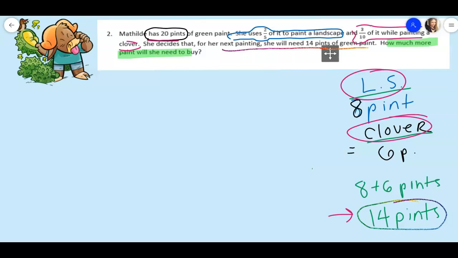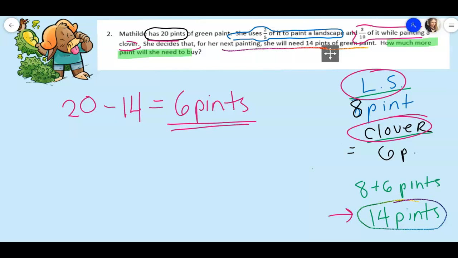How much paint does she have left over though? Well, we need to figure that out. I know that she started with 20 pints. I know she used a total of 14 for the landscape and the clover. 20 minus 14 will give me a difference of, not 6. Oh yeah, that's 6. 6 pints. So I know she still has 6 that she can use.